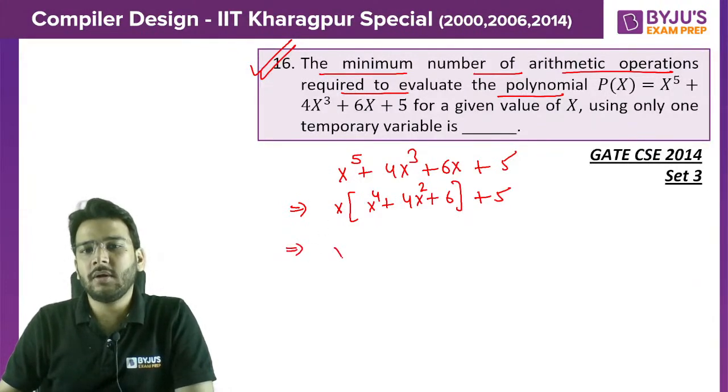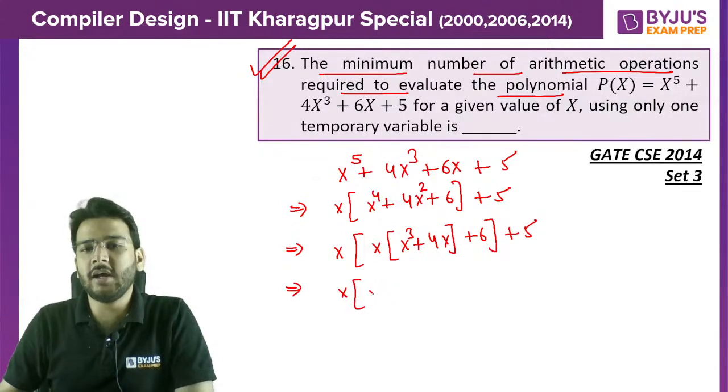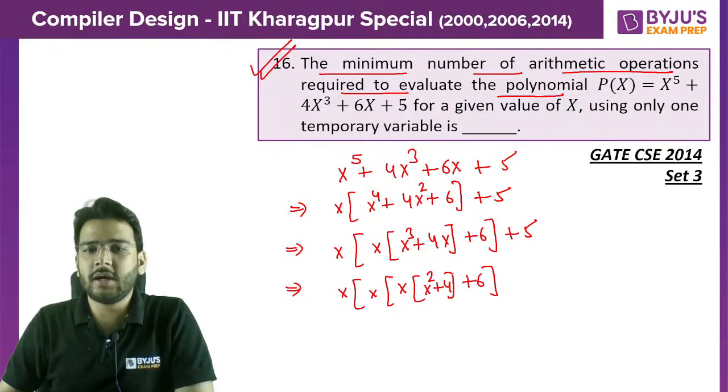Now here I will tell you, those who are not getting how to solve this question, just see this one. Here, if I again take x common, what do I get? x cube plus 4x, right? And here it is plus 6, here it is plus 5. Then if I take again x common, what do I get? x square plus 4, plus 6, right? And here it is plus 5.